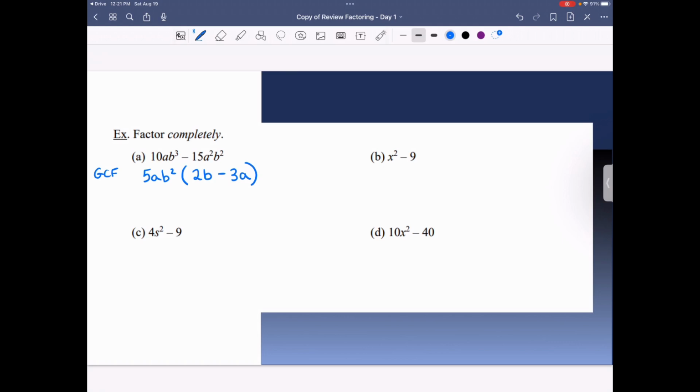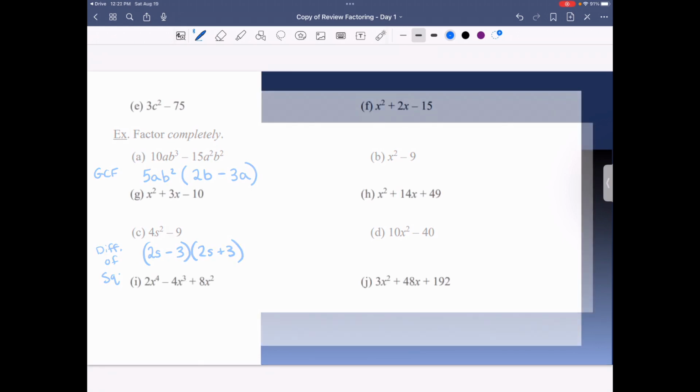C looks like a difference of squares. There's no GCF, but there's a difference of squares because the square root, I'll write that here, difference of squares. The square root of 4 is 2. The square root of s squared is s. The square root of 9 is 3. So I write 2s minus 3, and I write 2s plus 3. If you distribute that out, you will see that you get 4s squared minus 9. Okay, let's pause the video and do B and D as a class.